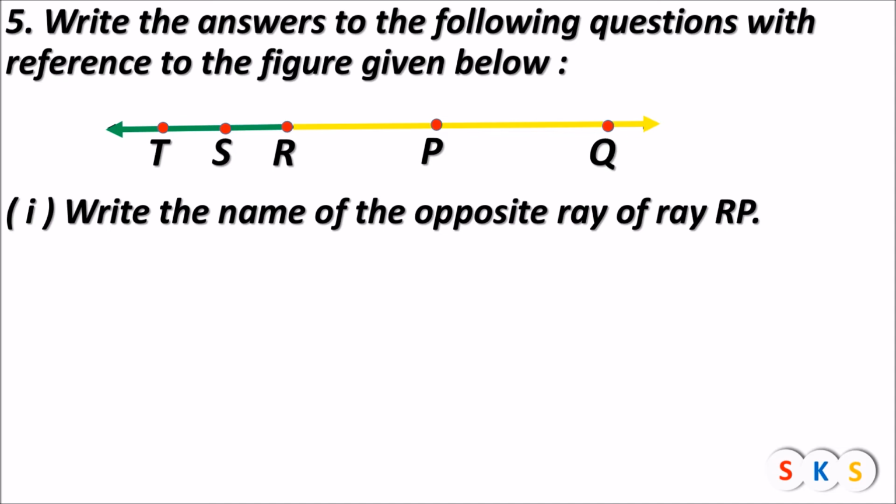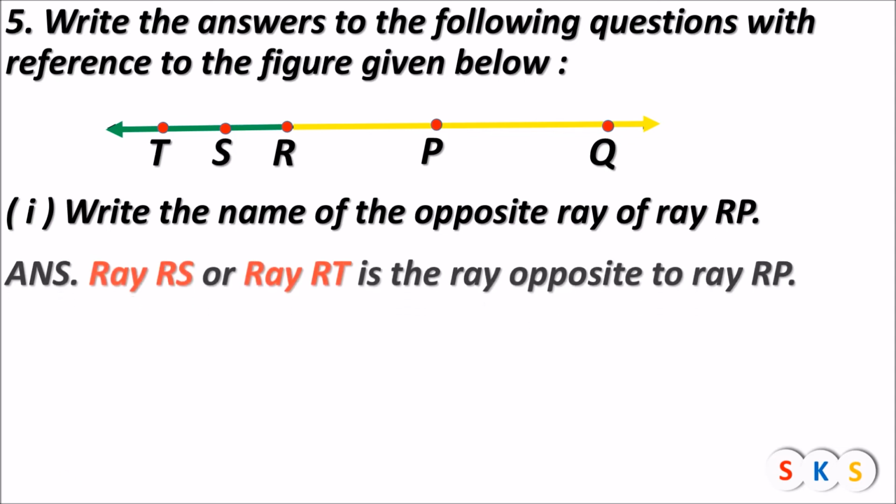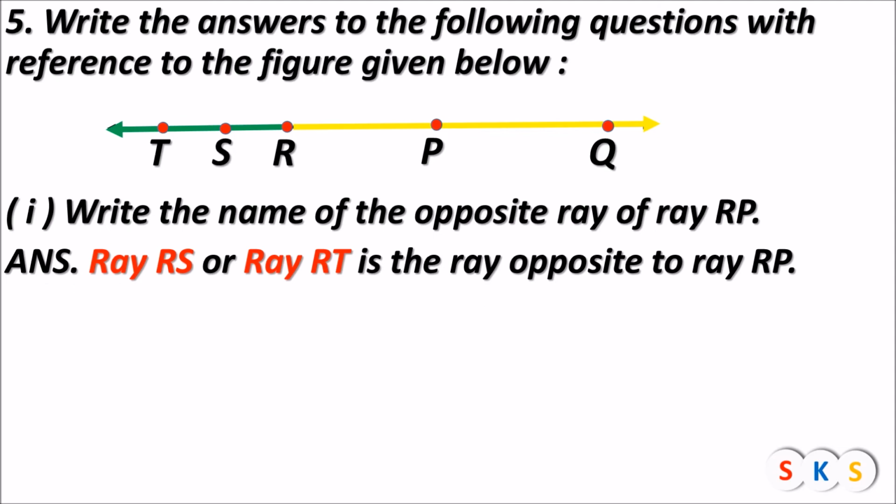You can see here we have two rays with the same origin, that is R, and together they form a line. Hence, the ray opposite to ray RP is ray RS or ray RT. It is the same ray with two different names.